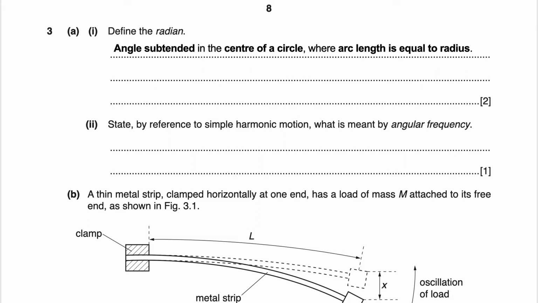Okay, now let's move to the second question. State, by reference to simple harmonic motion, what is meant by angular frequency. This is a very simple and straightforward question. Frequency is 1 by time, 1 by the time taken. Angular frequency is 2 pi by time. That's all. By the way, why it is 2 pi, I'll make another video. It's a nice, interesting topic. Yes, we can move to the next question.